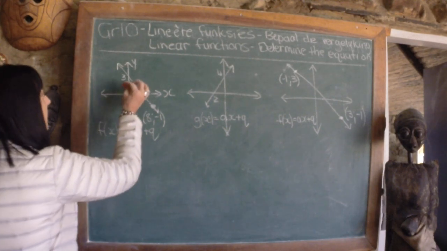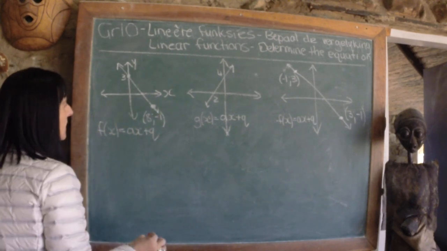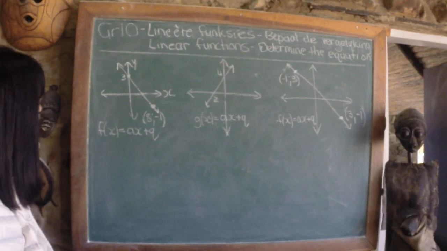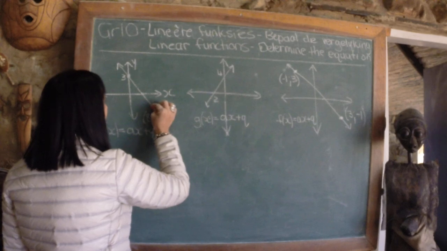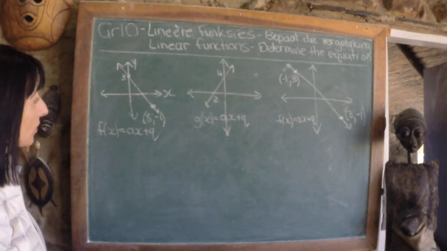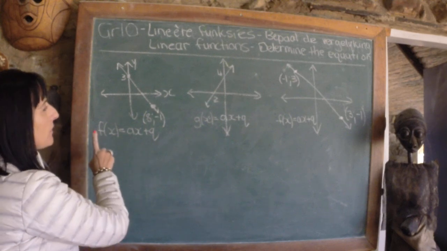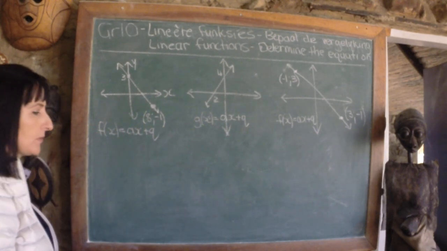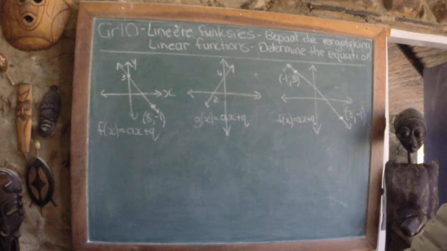Nou, as jy gaan kyk, dan sien jy dat my y-afsnit is gegee en een koördinaat. What's been given? Your y-intercept and one coordinate. So the question in this case is, give the equation of f(x) in the form of f(x) = ax + q. So now you can ask yourself what's been given.